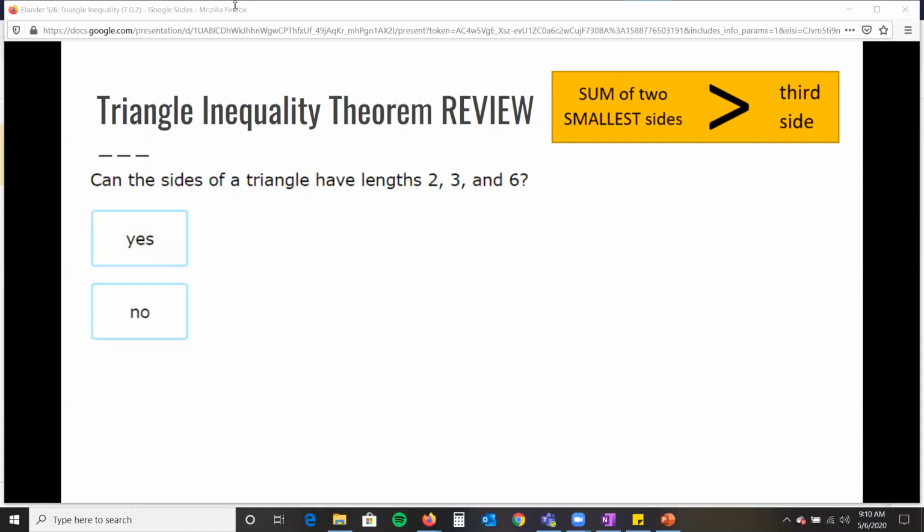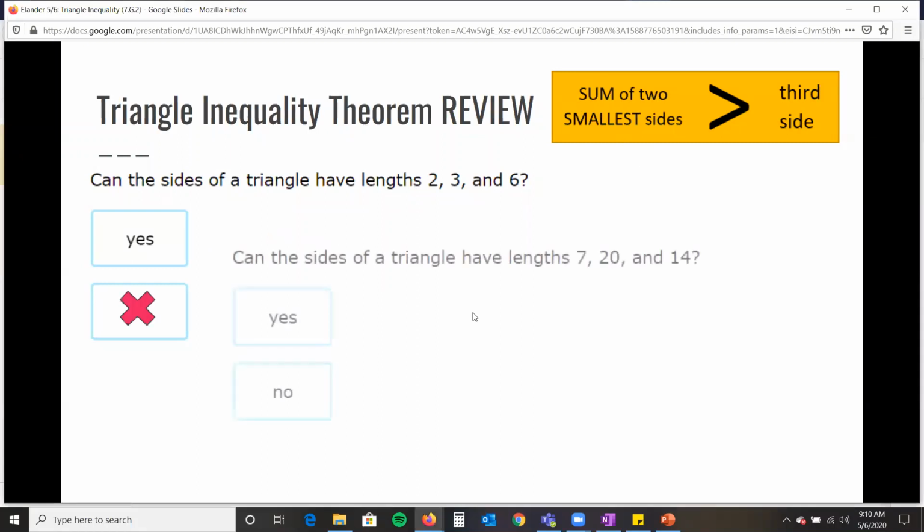Okay, good. Let me get at least 5 responses. We got 2. 3, 4, good. All right, yep. So it's not gonna work out, right? Because 2 and 3 are the smaller ones, and if we add 2 and 3 together, that makes 5, and it has to be greater than the third side. So it's not on this one. Good job, guys. So no.